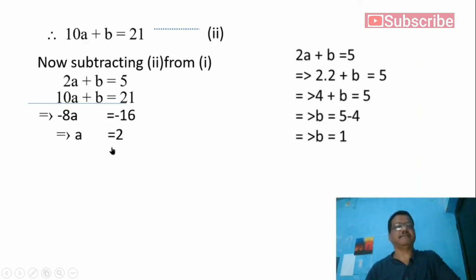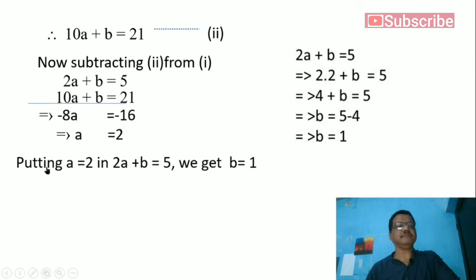So next you see, putting a equal to 2 in 2a plus b is equal to 5. We are going to put a equal to 2 because we already got it. So 2 into 2 plus b is equal to 5. 2 times 2 is 4, plus b equals 5. b is equal to 5 minus 4. This is transposed. 5 minus 4 is equal to 1. So we get b is equal to 1.